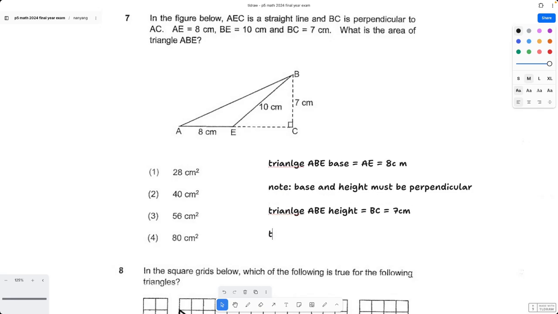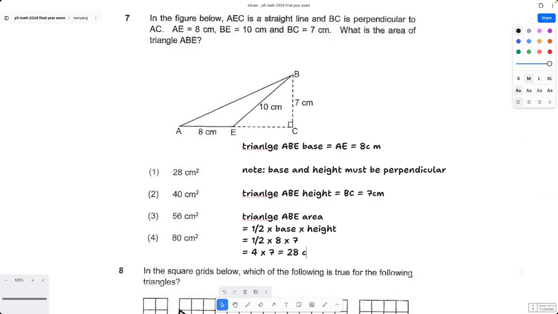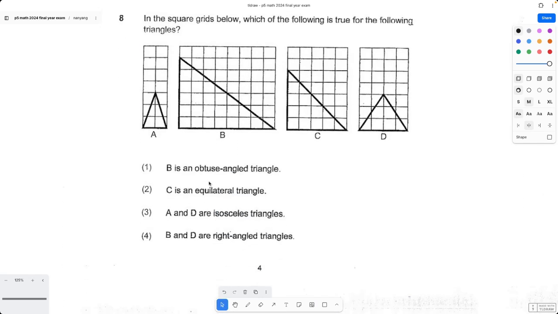So then triangle ABE area is equal to half times base times height, which is then equal to half times base is 8 centimeters times height is 7. So half times 8 is 4 times 7, which is equal to 28 centimeter square. There you go. So the answer is 28 centimeter square. All right, let's move on to question 8.